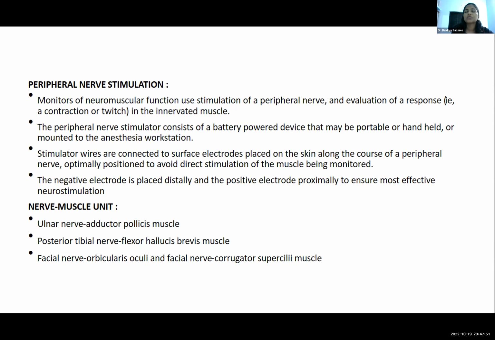Which are the nerve muscle units which we mostly use? The most commonly used is the ulnar nerve and adductor pollicis muscle, because the ulnar nerve is stimulated here, and the muscle which is away from the stimulus is being monitored. That's why we are not going to interfere directly with the muscle stimulation. Also, the posterior tibial nerve and flexor hallucis brevis muscle is a unit which is also monitored. Facial nerve and orbicularis oculi, or facial nerve and corrugator supercilii muscle, is one more unit which can be used.